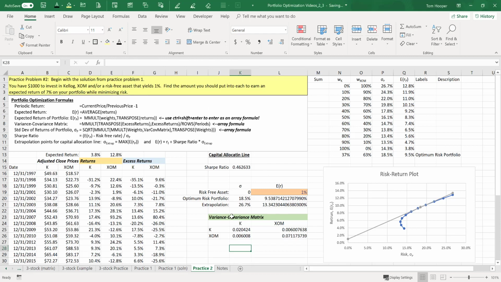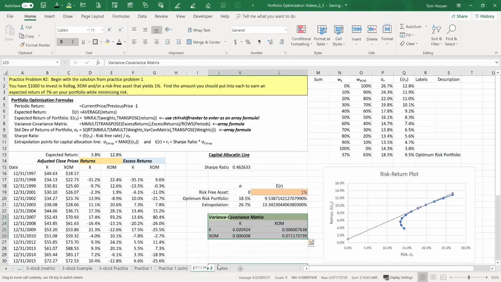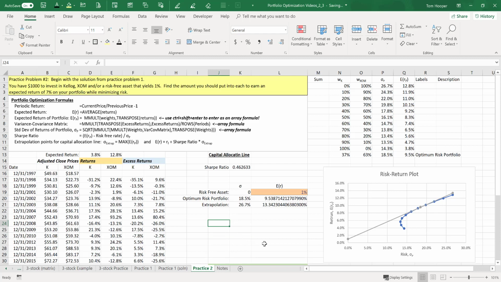So let's set this problem up by moving the variance-covariance matrix out of the way a bit. And we know that we'll have a risk-free portion in our portfolio, some Kellogg stock, and some ExxonMobil stock. Some of those may be zero, but let's see. We can measure that in terms of percentage of the portfolio and in terms of dollars. And the answer is going to be here, so let's format that as output.